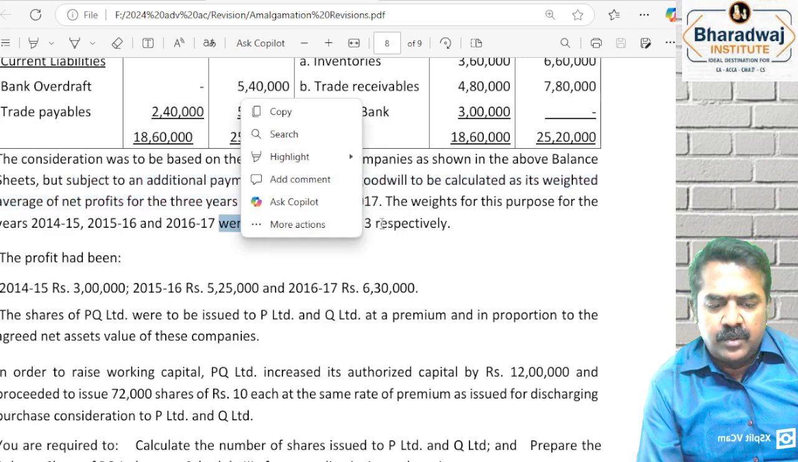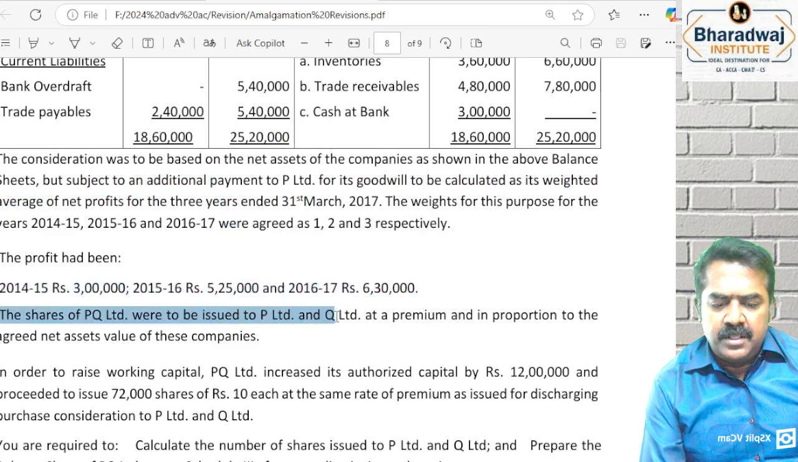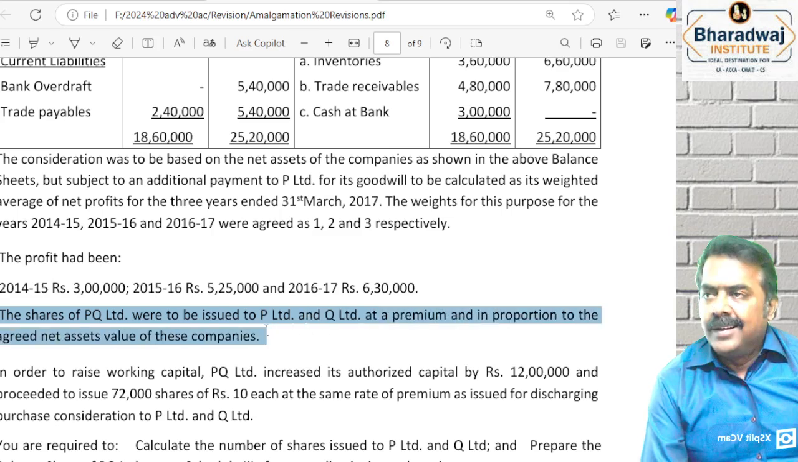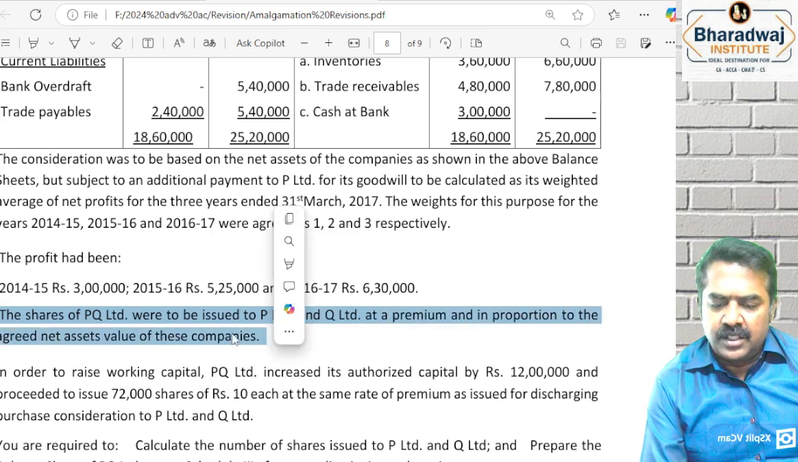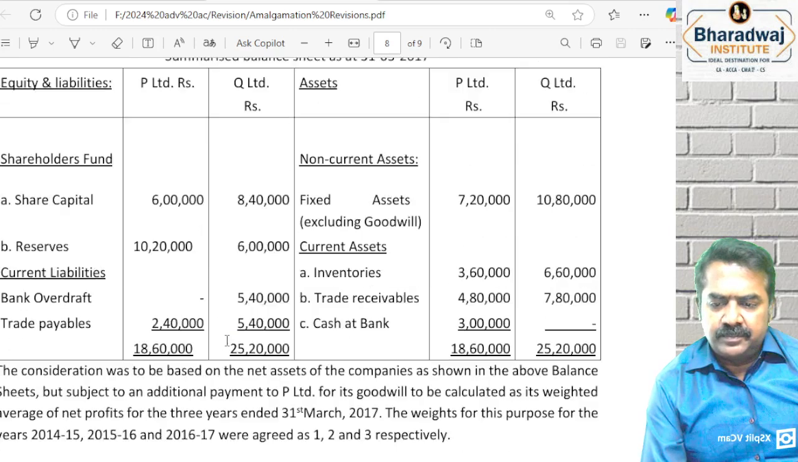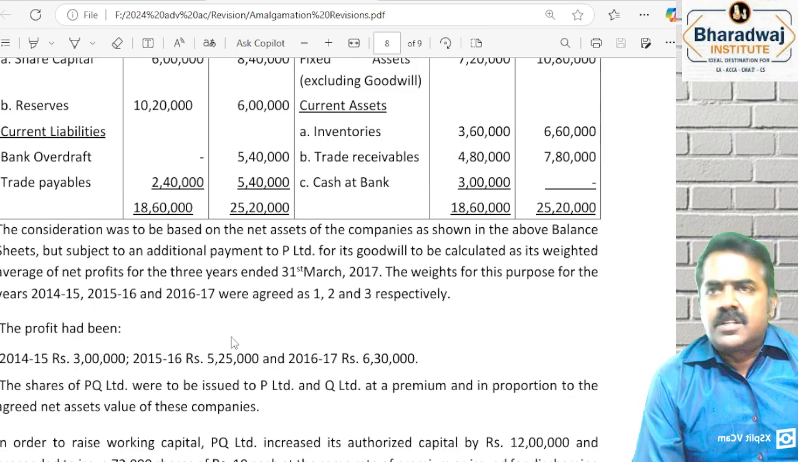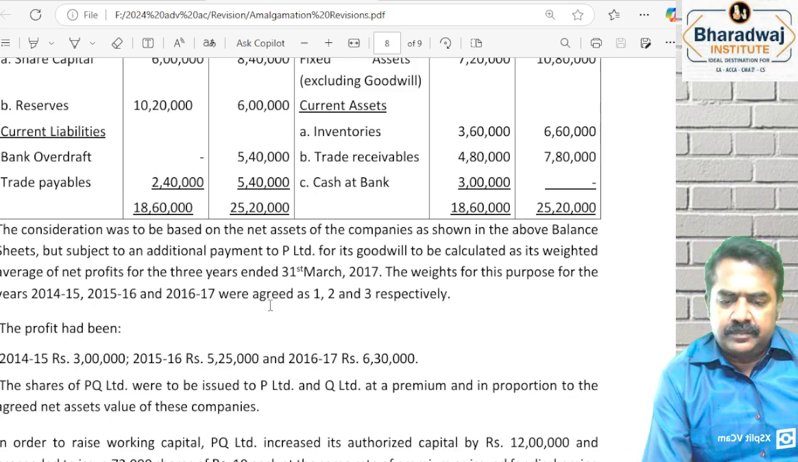Weights will be assigned in 1 to 3 order. Profits are given. Then shares of PQ Limited will be issued in proportion to which one? Net assets value of both the companies. In order to increase the working capital, authorized capital is raised. They made a public issue, like that they have given. Read the question once again, then we'll start solving.